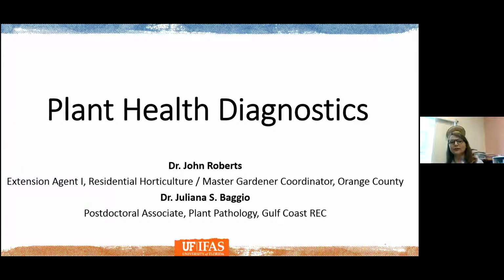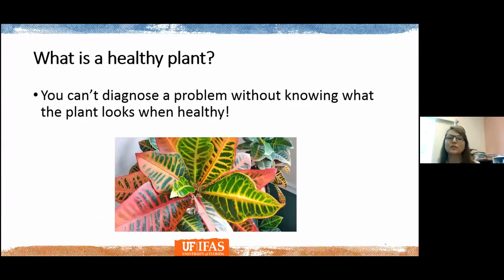Okay, so as I mentioned, we're going to talk a little about plant health problems. But first, we need to know what a healthy plant looks like, right? So we cannot diagnose a problem caused by a pathogen, a pest, or even an environment problem without knowing what the plant looks like.